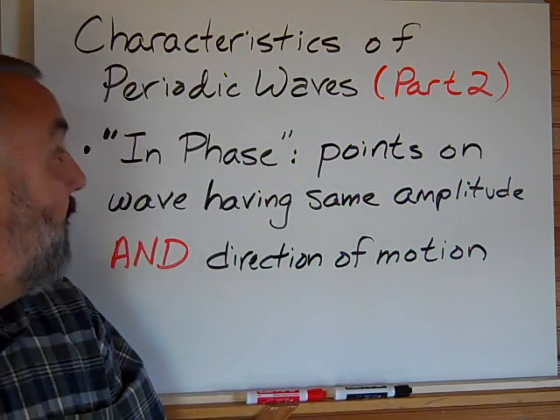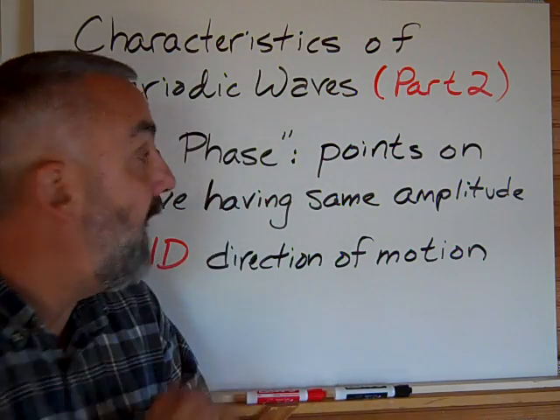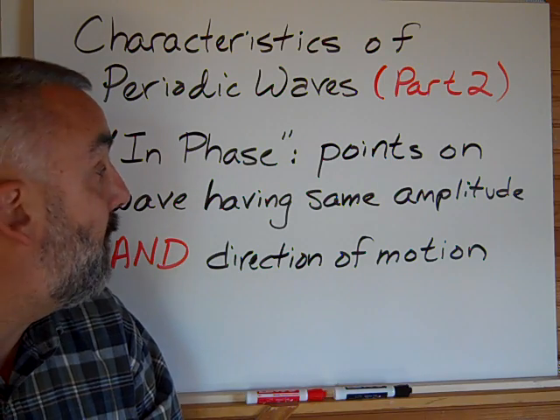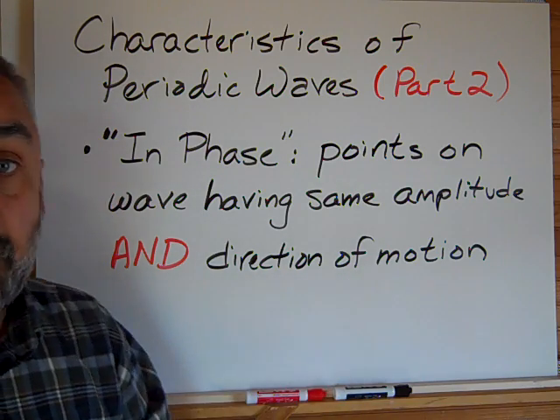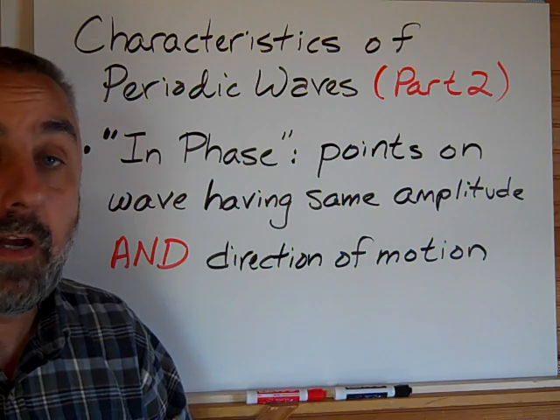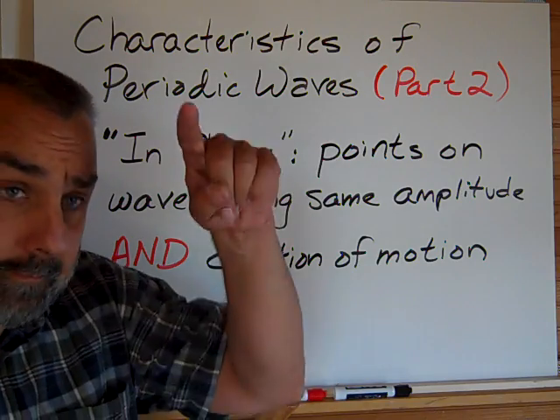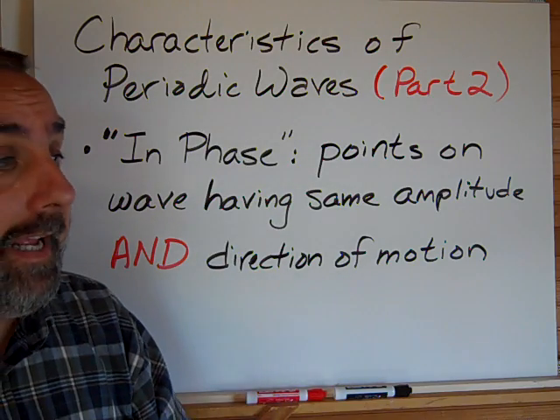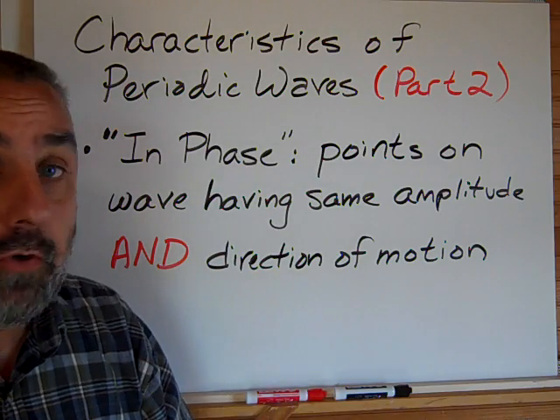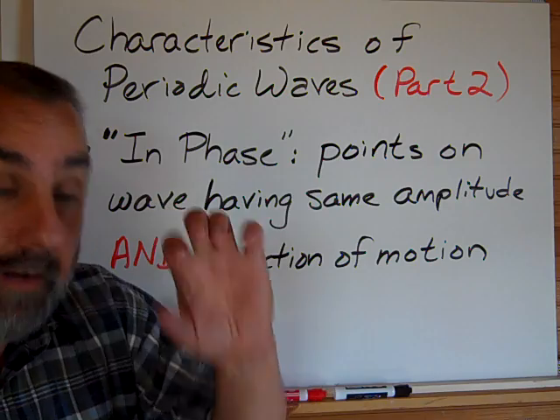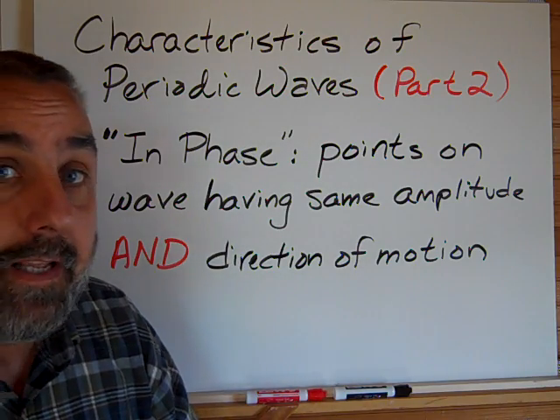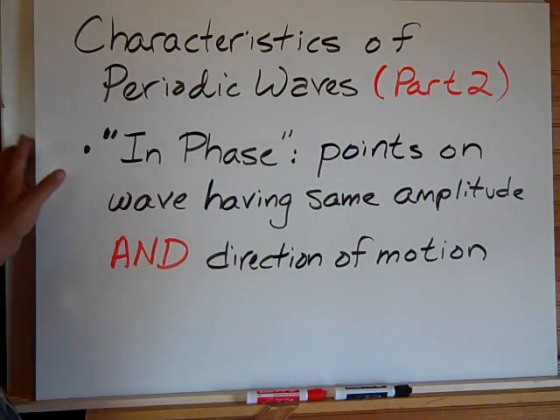So let's just start out with a definition. When we say two waves are in phase, that means the points on the wave have both the same amplitude and the same direction of motion. Recall that if we're talking about a transverse wave, our points on the wave, for example, might be moving up and down. And what we're looking for are two points that have the same height above or distance below the equilibrium position, but they also have to be moving in the same direction.